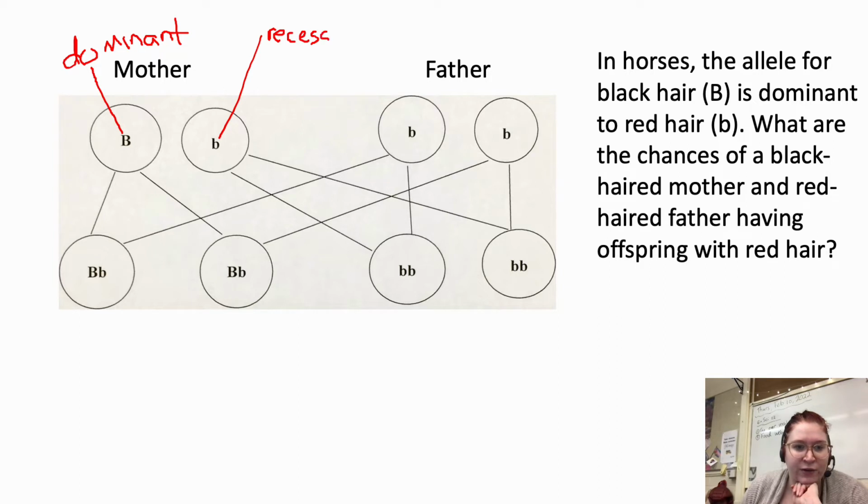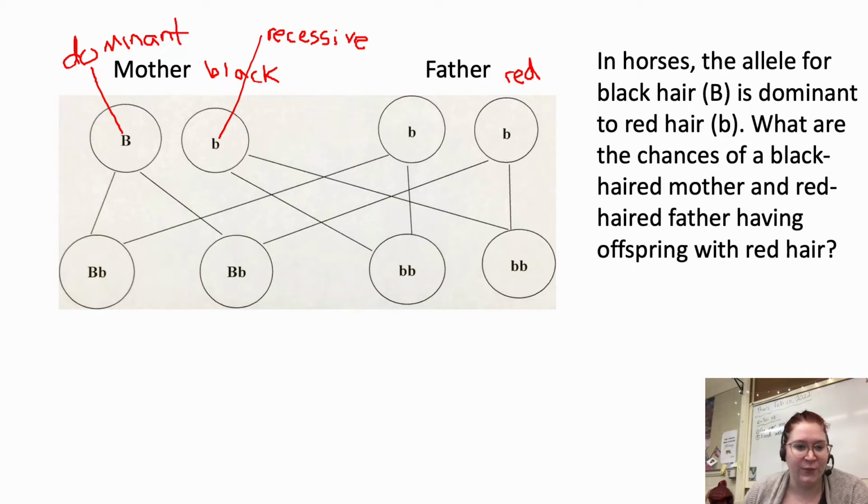It looks like the father in this situation has two recessive alleles, which means that the father has red hair. The mother has a copy of this dominant black hair allele, so that means that she has black hair. One copy of the dominant allele is enough to make that the trait that you see. So if you have this mother and this father, what are the chances of a black-haired mother and a red-haired father having offspring with red hair?